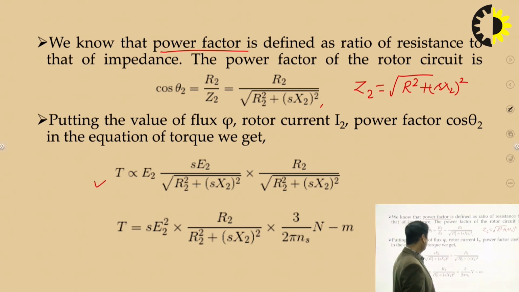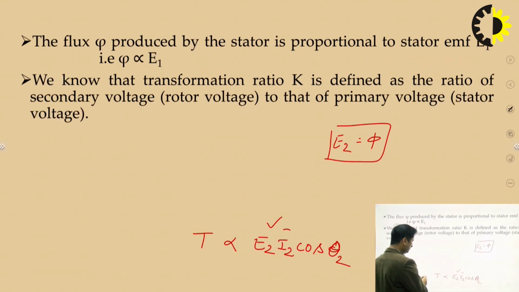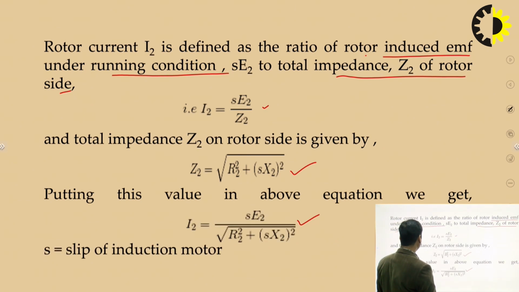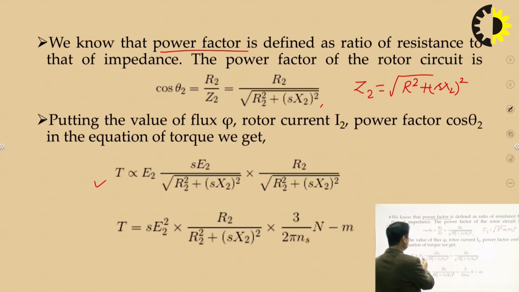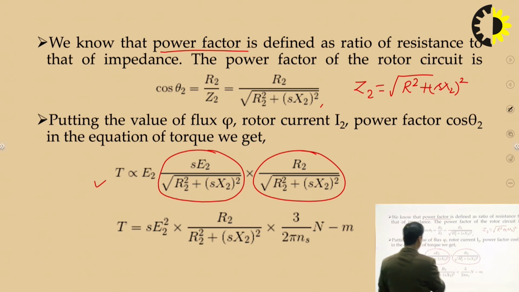So how can you find the torque equation here? Torque is proportional to E2, as we have done earlier. This is the torque equation: E2, I2, cos phi 2. So torque is proportional to this E2, this is our I2, and this is the cos phi 2, cos theta 2. So E2 I2 cos theta 2.